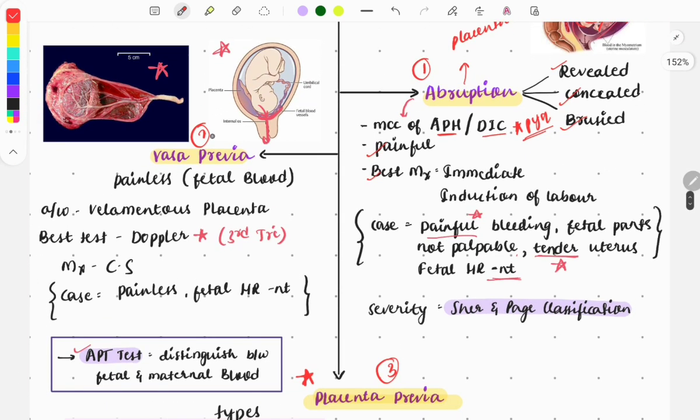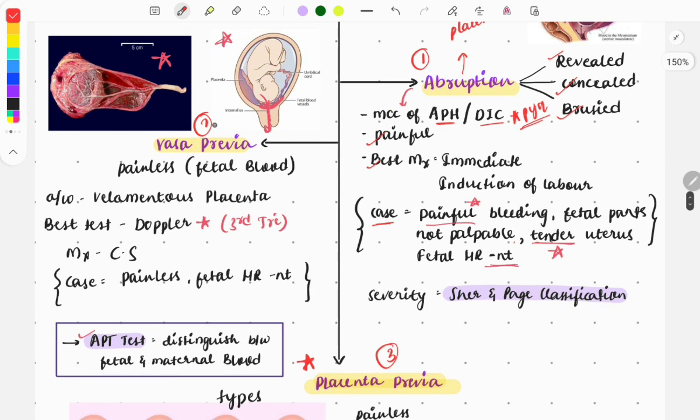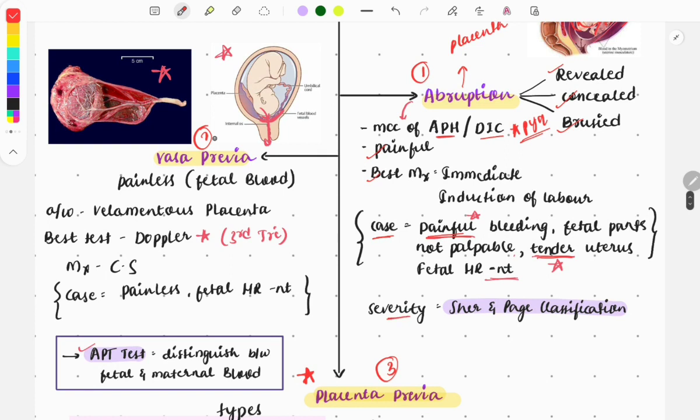If a clinical case is given, then they will describe things in the question like painful bleeding, the fetal parts are not palpable, the uterus is tender, and the heart rate is absent. So there are two buzzwords present here by which you can come to know that it is abruption. The first is the tender uterus, and the second is the painful bleeding. Then for the severity, it will be the Sher and Page classification. By using this classification, we can come to know how severe it is.